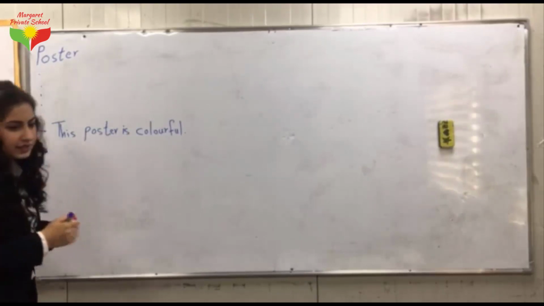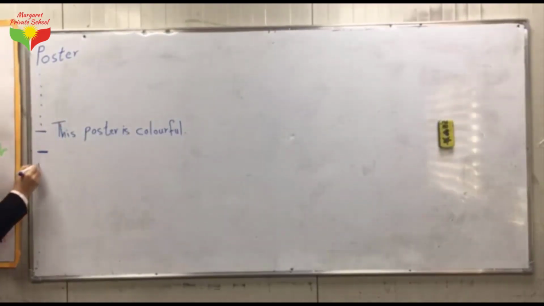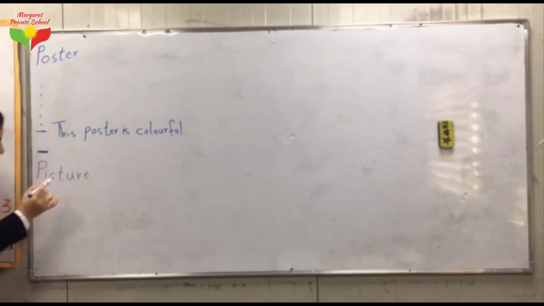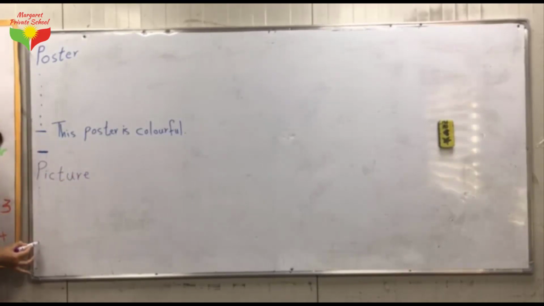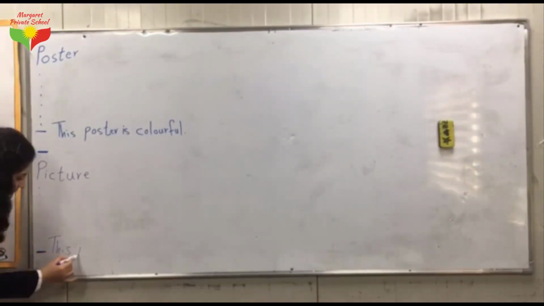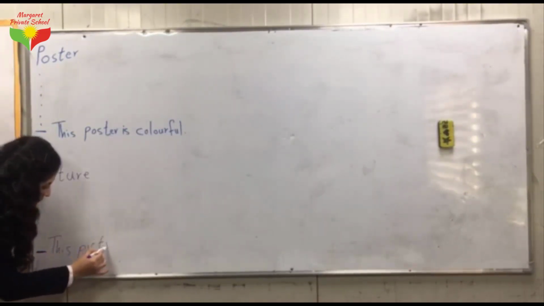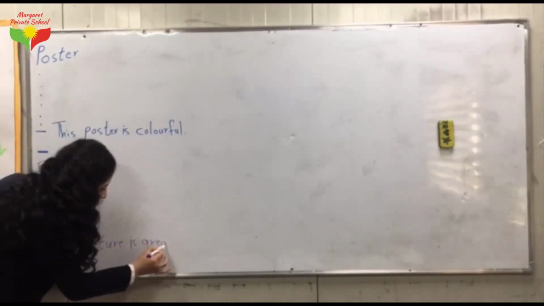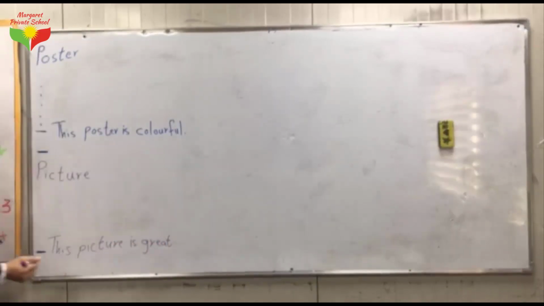Now let's go to the second word, picture. You should write picture till the bottom of the page. Now I'm gonna write a sentence for picture. This picture is great. This picture is great is my sentence. Now you have to write your sentence here.